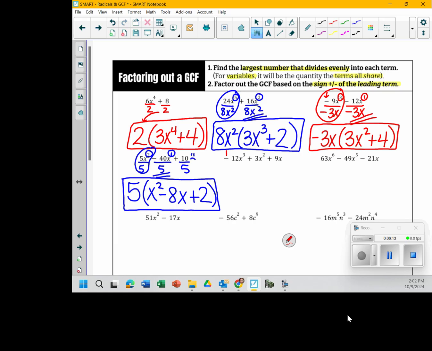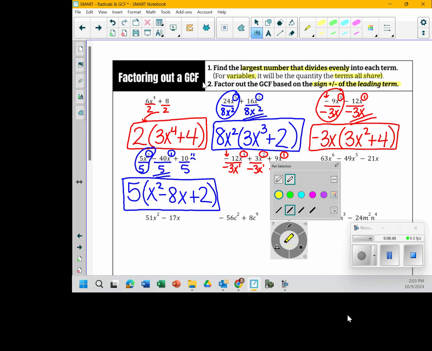Okay, my next one, again, I notice I have a negative at the front, so I'm dividing by something negative. It's all about the first term. I have 12, 3, and 9. The largest thing all of those divide by is negative 3. I have an x to the third, x squared, x to the first. They all share at least one x, so that's what I'm bringing out. And it's always whatever your least amount of x's is. So in this case, that's just 1. Here it was none.